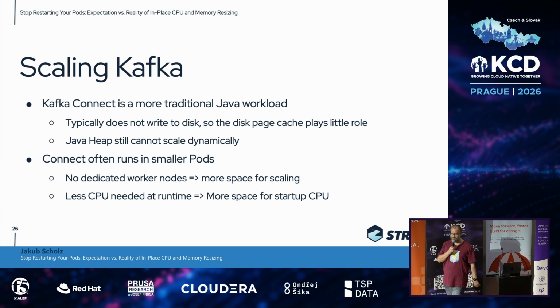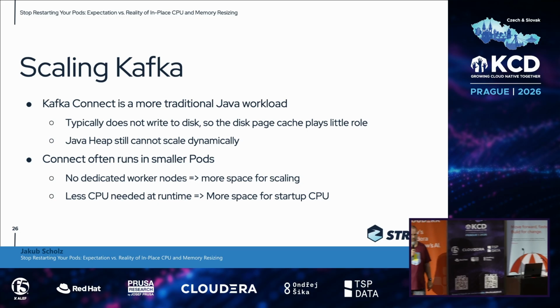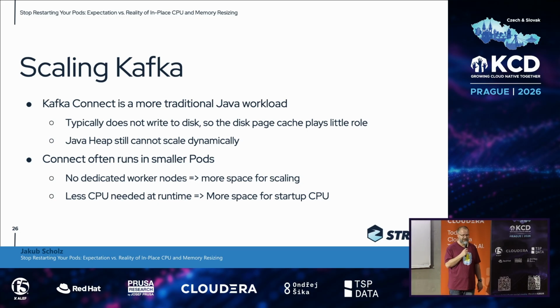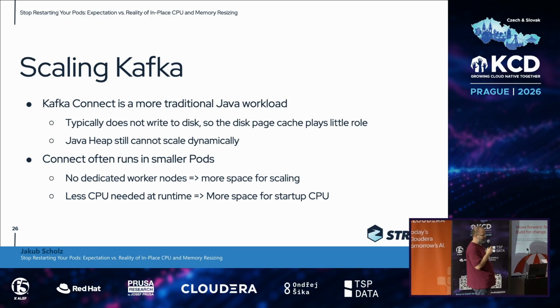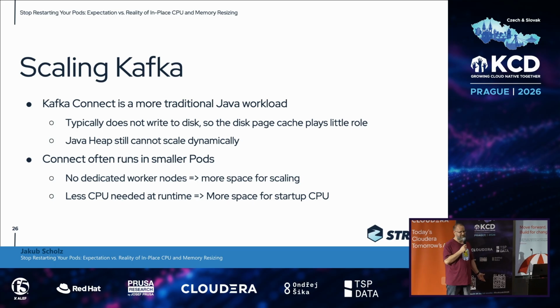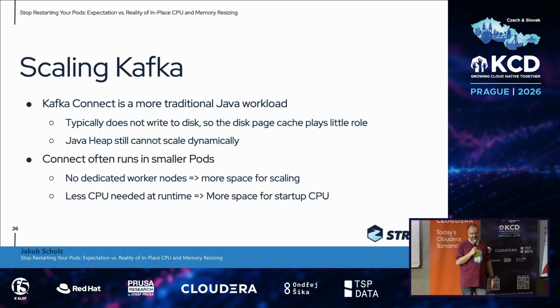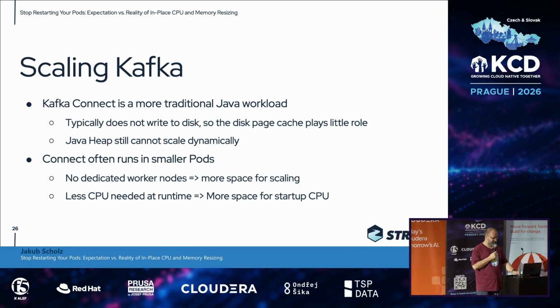Kafka has one other workload. It's called Kafka Connect. And that's actually a bit more traditional Java workload, which doesn't write that much and doesn't rely on the page cache. And that's actually a bit easier to scale from the CPU perspective. The heap issues are still there. But yeah, it's one of the typical workloads where the startup CPU stuff can be really useful.